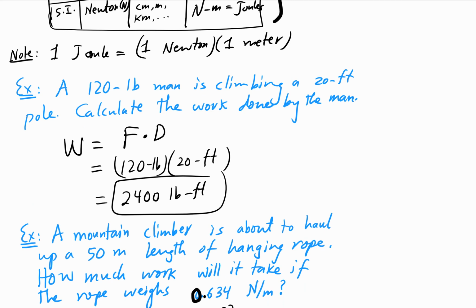So what is that 50 meter? That's a distance. You can tell from the unit. How much work will it take if the rope weighs 0.634 newtons per meter? So newtons per meter, what is that? That's what we need here to find the work. What do we need? We need force and distance.